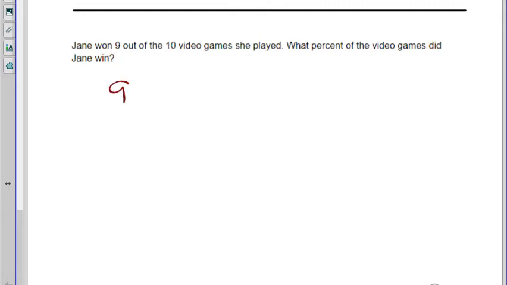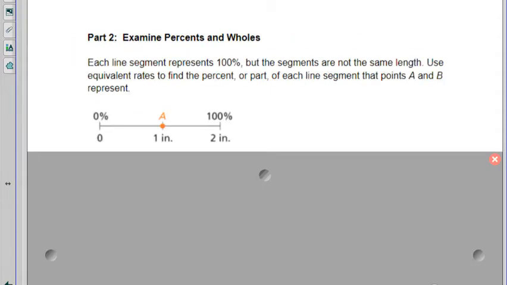Here's one for you to try. Jane won 9 out of 10 video games. 9 parts out of 10 total parts. And we want to know what percent that is. Well, change it to per 100. Then it's an easy step to percent. Give it a try. We'll talk about it in class.